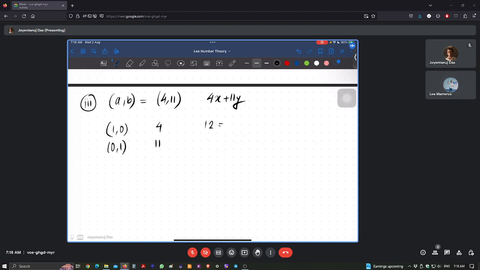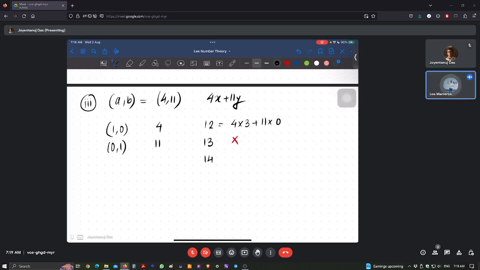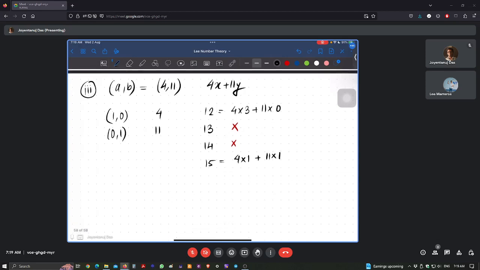So 12 is possible, 4 times 3. What about 13? 13 is not possible. 14, is it possible? No, it's not possible. 15? Yes, 15 is possible. So 4 times 1 plus 11 times 1. Like that, can you check which ones are possible and which ones are not possible?